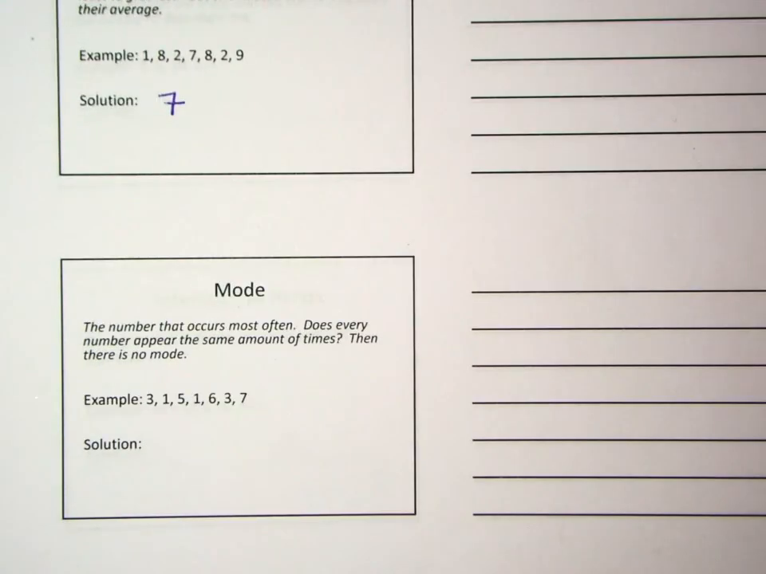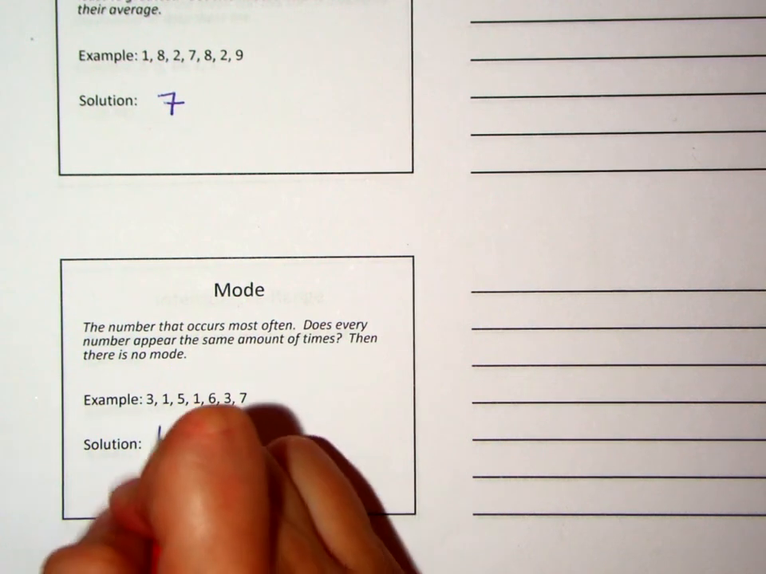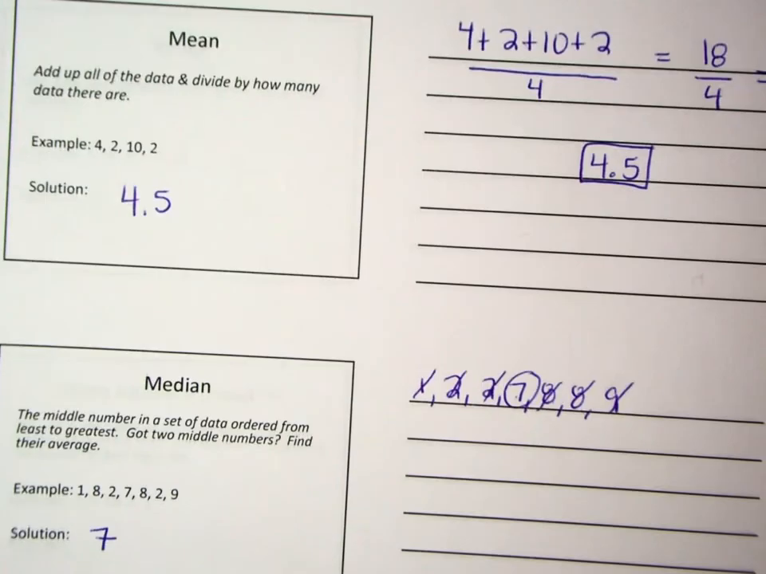Although mode is not technically a measure of central tendency because it doesn't show us where the center of data is, it's often grouped with it. Mode means the number that occurs most often. So if you look down here at the set of numbers that you're given, the numbers 1 and 3 both appear the same amount of times and they occur the most often. If for some reason you have a set of numbers that each appears just once, then you would say that there's no mode. So measures of central tendency: mean, median, and mode.